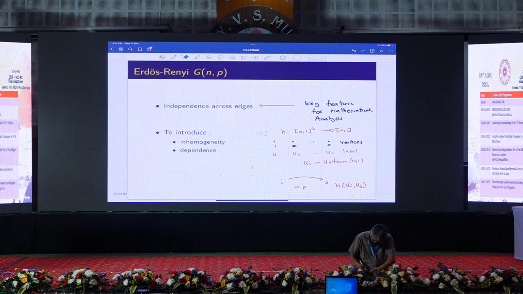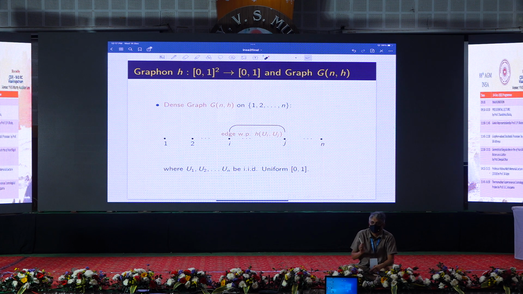My handwriting is such that I can't sit and write properly. So this is how I can introduce dependencies. I go to every vertex, and I connect i and j with probability h of ui, uj. So the ui introduces dependencies on all my connections locally. That's what's happening in this graph. This is what I've summarized in this slide: I have a graphon h, I go to any two vertices i and j, and I connect them with probability h of ui, uj.